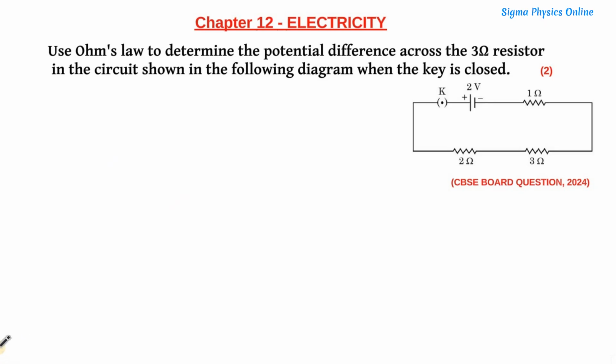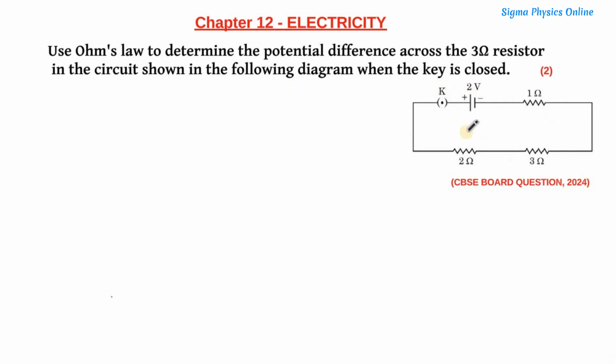Hello students, welcome back. Let's take up another board question, and this is from the year 2024 and this question carries 2 marks. The question is, use Ohm's law to determine the potential difference across the 3 ohm resistor in the circuit as shown in the following diagram when the key is closed.